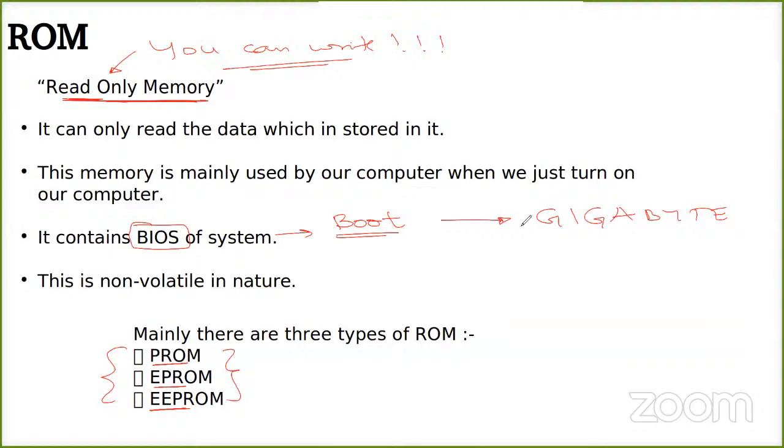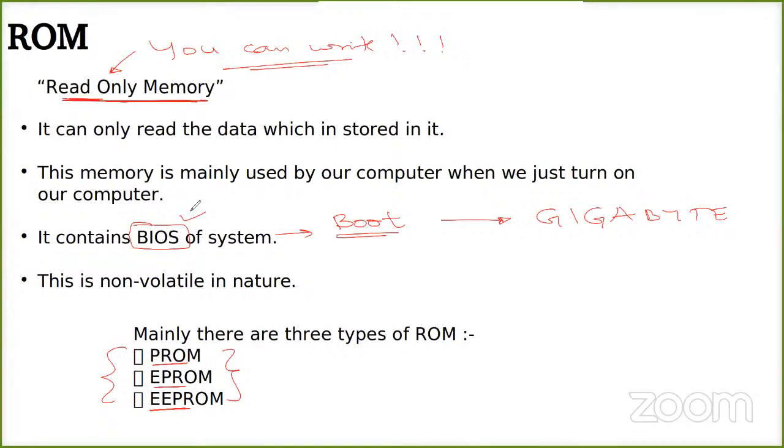So when you start your laptop or when you start your mobile phone, it has to start from somewhere, right? It cannot start from the hard disk. It cannot start from the RAM. It has to start from some memory element where we are storing some data. Okay, and that memory element is called as your BIOS. So BIOS means your basic input-output system.